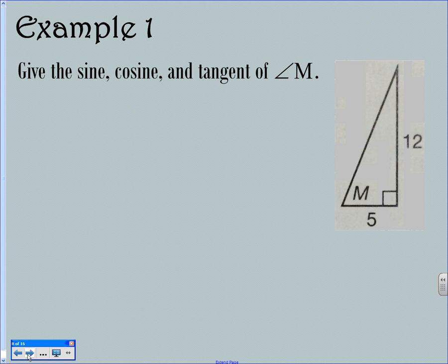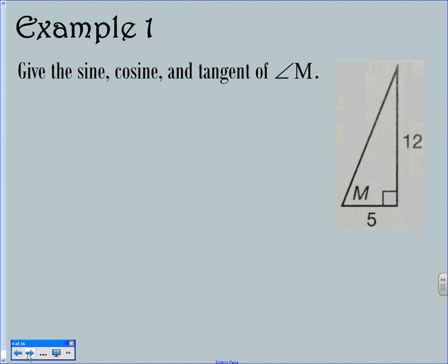So we're looking at this example. They give us angle M, and we are supposed to find the sine, the cosine, and the tangent of angle M. Oh, by the way, the book says encourage students to make up their own mnemonics. No, y'all are just using one that I told y'all last year.